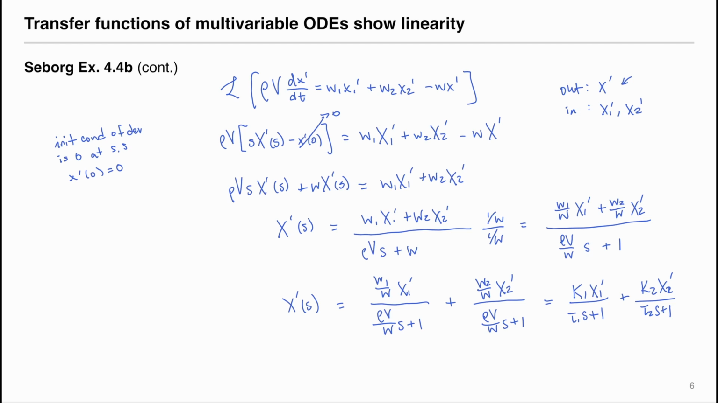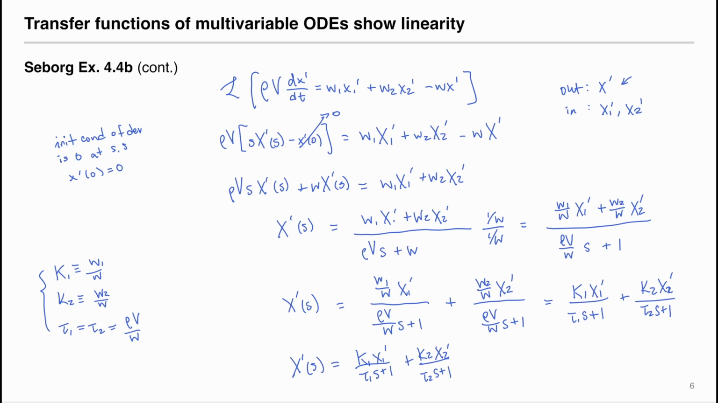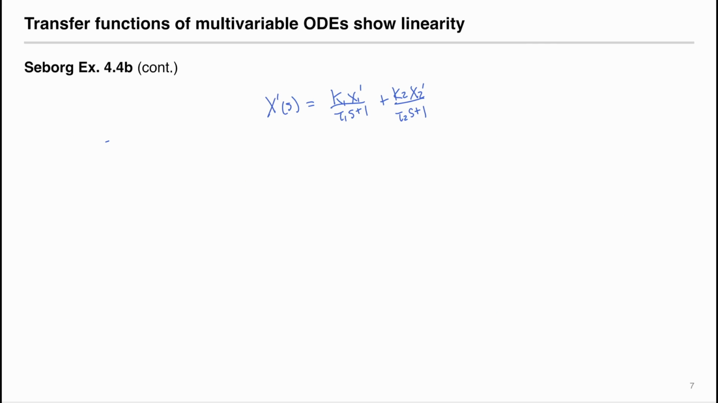Where in this case K1 is w1 over w, K2 is w2 over w, and tau 1 is the same as tau 2, which is rho V divided by w. Now if we look at this, we cannot write it in terms of a transfer function yet, but we need to impose some new condition on it. Now we want to impose some condition on the output Laplace transform.